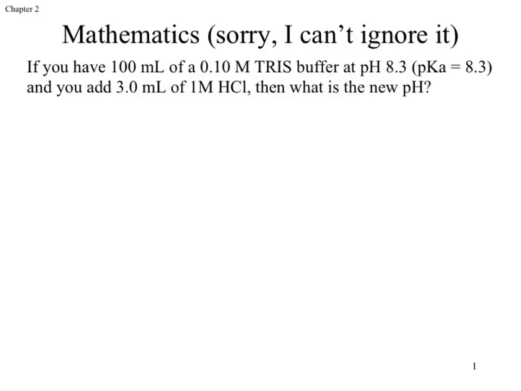If you have 100 milliliters of the 0.1 molar tris buffer at pH 8.3 and you add 3 milliliters of HCl, then what's the new pH? What would we expect the new pH to be? Lower. Should it go lower because you're adding acid? Okay. So it started at 0.1 molar, but to get to a pH of 8.3, is it going to be exactly that?